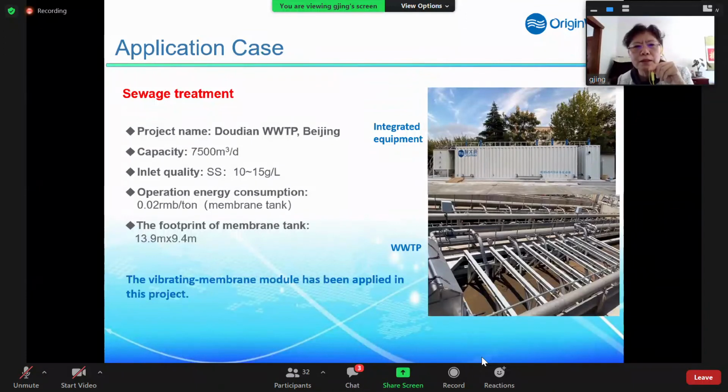Here's a real application case we developed in Beijing. The capacity is about 7,500 cubic meters per day. And the inlet water solid content is really high, about 10 to 15 grams per liter.